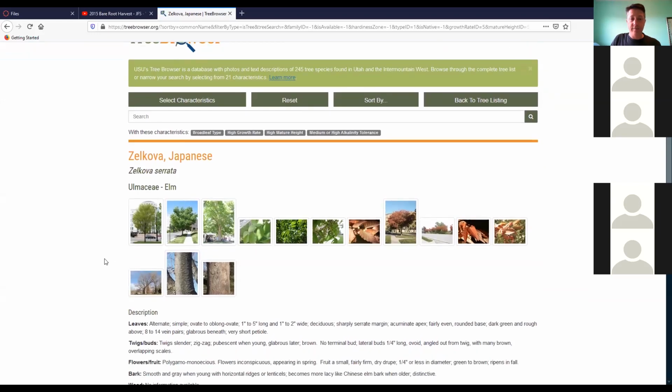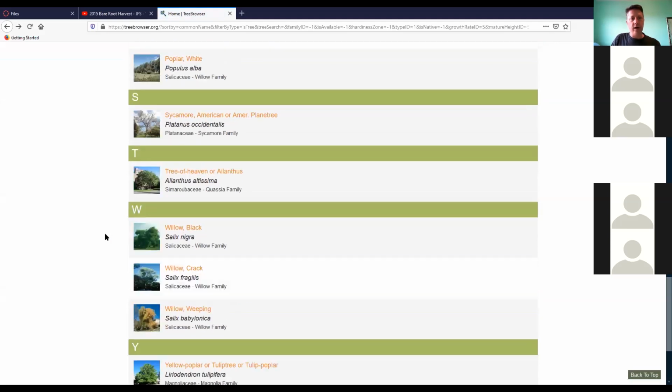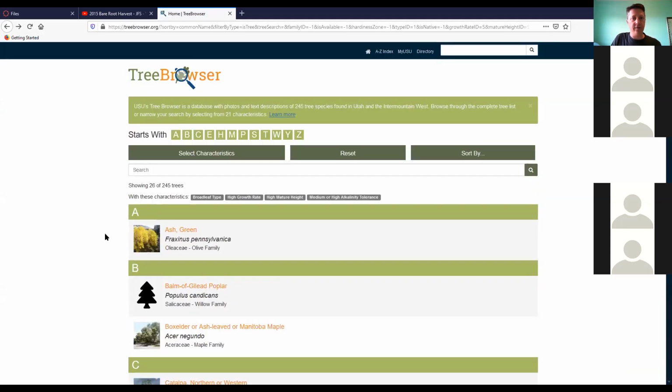It's in the elm family, but is not susceptible to Dutch elm disease, and is actually a really good tree for our area. So I would recommend that one as well. So that's Tree Browser. It's a good way to start filtering through these things.